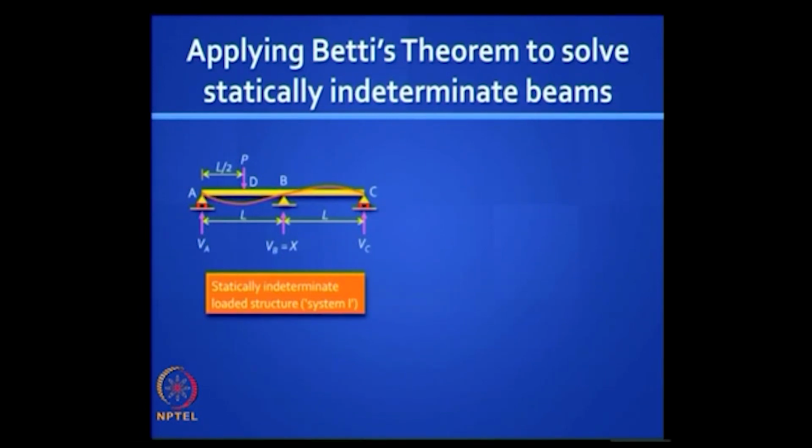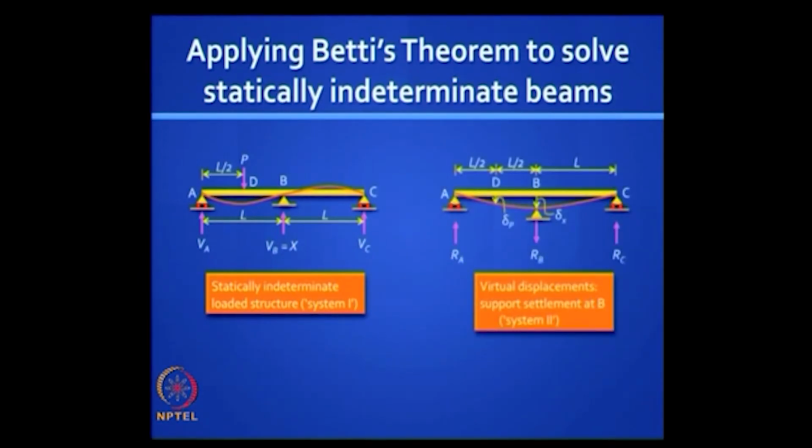The first application is solving statically indeterminate structures. Here you have a two span continuous beam, and it is externally indeterminate. You have two equations of equilibrium to solve three vertical reaction unknowns. So let us assume one of them to be the redundant, and here we have chosen the middle reaction Vb as a redundant X. Now we will call the first picture system 1 and the second picture system 2. System 2 is virtual.